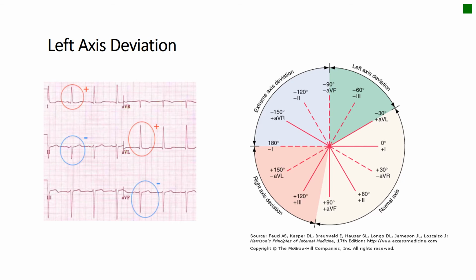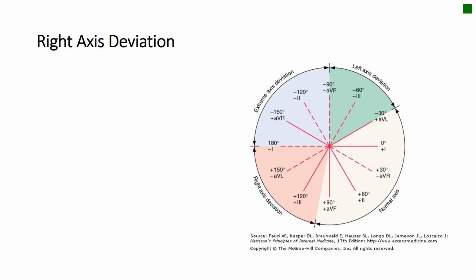This time you're looking at lead 2, and it's quite negative. So lead 2 is in this direction. It's more negative. Now it's still quite positive in lead 1. So it's still in that area. And AVF is again negative. So it's in that formation. So it's around here is the axis. It's deviated from the normal area. Right axis deviation.